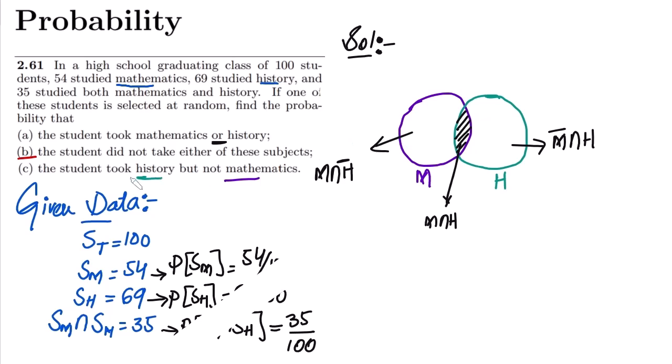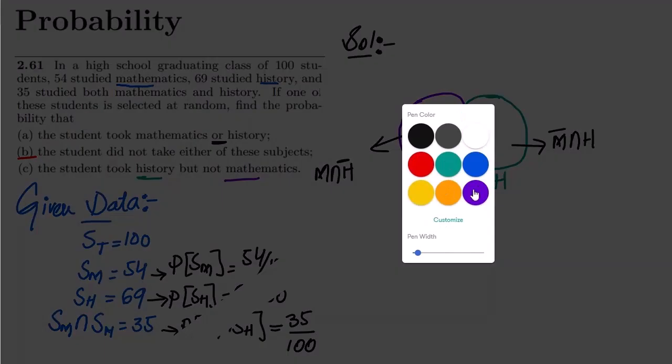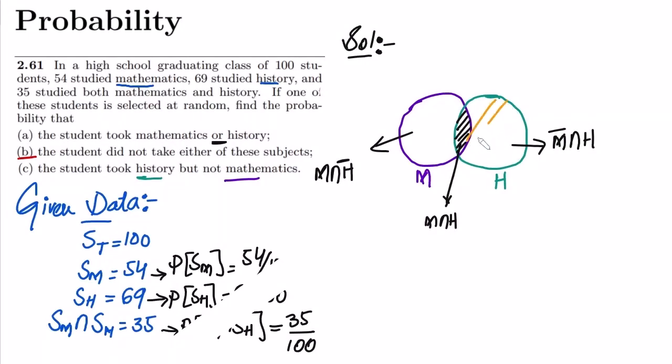Now what do I have to find out? I have to find out the probability that the student has taken history but not mathematics. So the area we have to find is this one. We have to find the probability of this area, and that would be the total area of history minus the area here in blue.